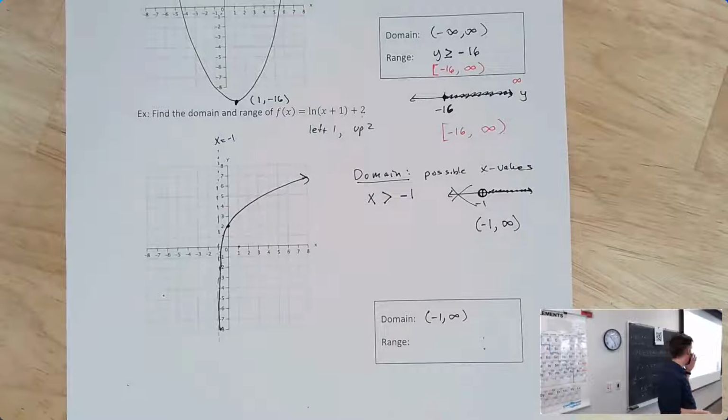Right? You're getting negative 0.9 and negative 0.99 and negative 0.99999. You're getting all these values that are really, really, really close to negative 1 on this side, but nothing over here, and not negative 1 either.